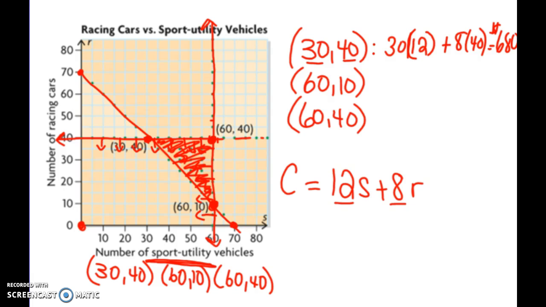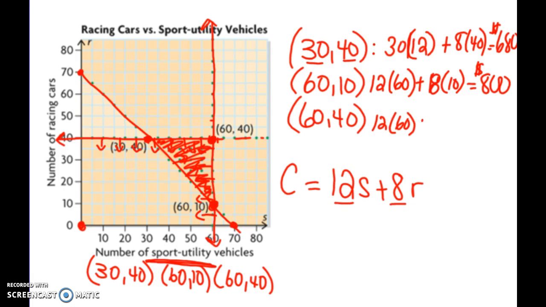If we were doing $12 for 60 SUVs and $8 for the 10 race cars, then we would end up with a total of $800. And again, $12, we have 60 SUVs plus $8 for the 40 race cars, and that total is $1,040.